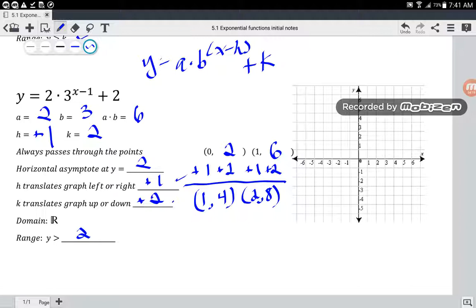So I'm going to start off by putting my horizontal asymptote on the graph where y is positive 2. I'm going to graph the 2 points (1, 4) and (2, 8). The graph is going to start out near the asymptote, go through these 2 points, and continue off to infinity.